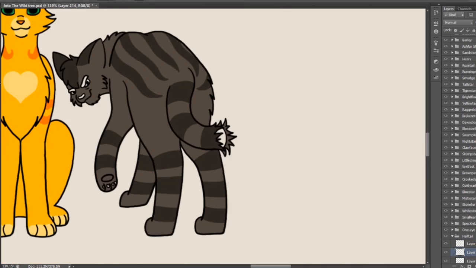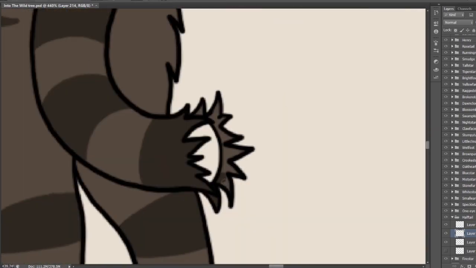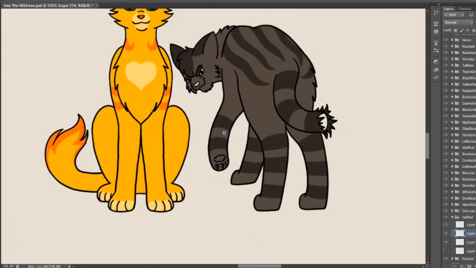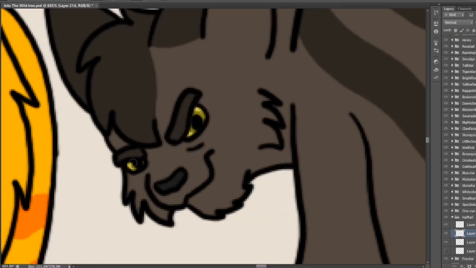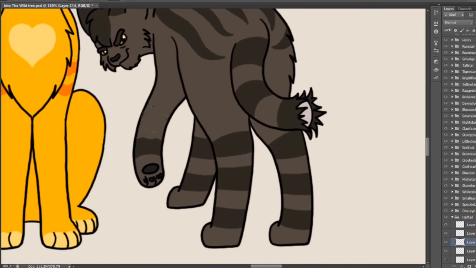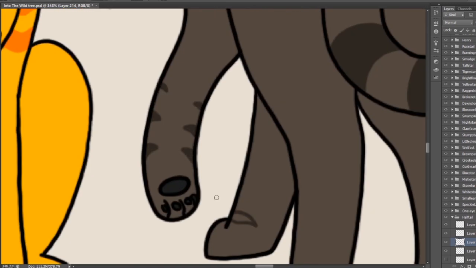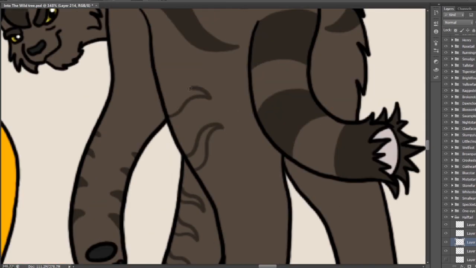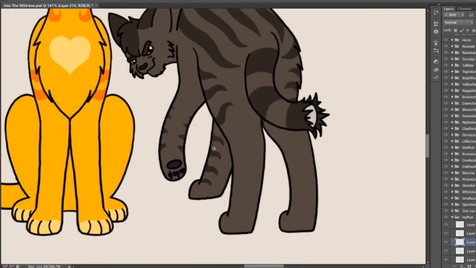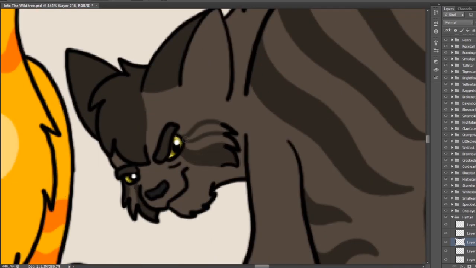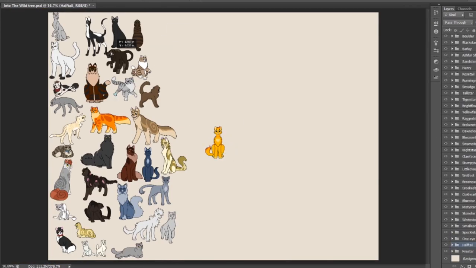I assumed, because his description is a broad-shouldered, dark brown tabby, that Halftail was related to Tigerstar somehow, but apparently not. He's one of those cats that just kind of spawns, doesn't have any relatives. I gave him these wavy tabby stripes that I can then give to his son, Runningwind, that I think will match Runningwind being, you know, fast. Here they kind of make Halftail look like a watermelon, but, you know, that's fine.